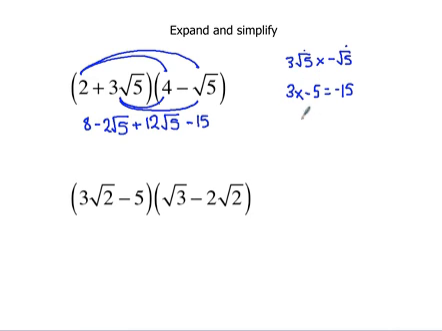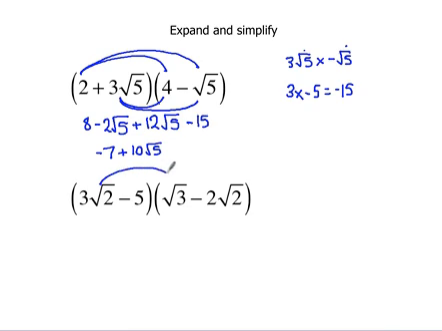So now we just need to tidy it all up. We've got minus 2 root 5 plus 12 root 5 in the middle. So we can tidy that up a little bit, and that'll just be 10 root 5. And then we've got 8 take away 15 here, which will be minus 7. So we've got minus 7 plus 10 lots of root 5. So you could also write that the other way around.